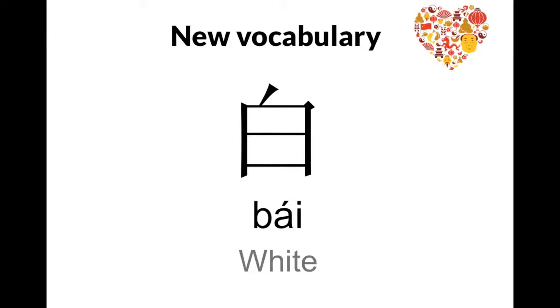Final word for this week is 白, second tone, meaning white. And a large part of this character is the sun radical, and white is the brightest color, so often associated with sunlight. So I find it pretty easy to remember that 白 means white if you just focus on the sun radical. So 白 means white.